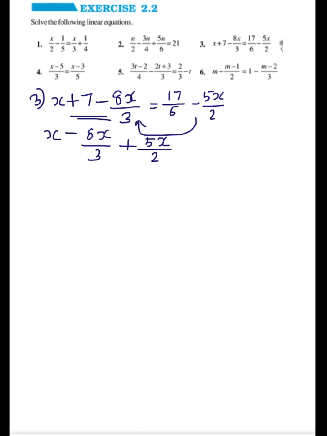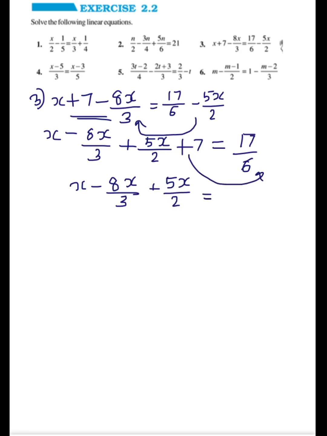Then what is remaining on this left hand side? 7 is there, so let's write it here, equal to what is on the right hand side, remaining only 17 by 6. So let's write this 17 by 6. That is, we have taken all the variables to the left hand side. Now x minus 8x by 3 plus 5x by 2, and you have to take this plus 7 to that side. Only then you will get the variables separated on the left hand side. So 17 by 6 minus 7.